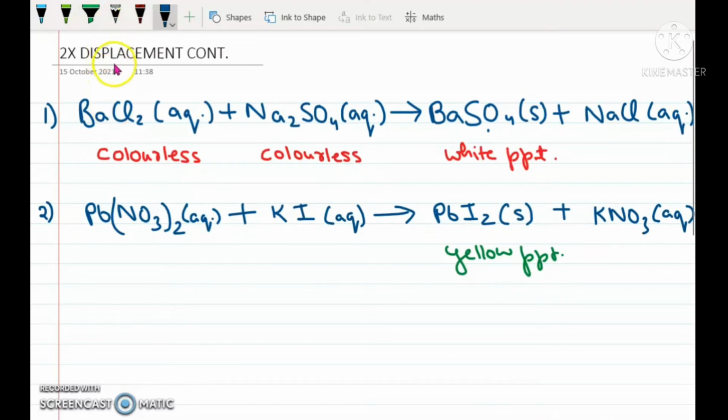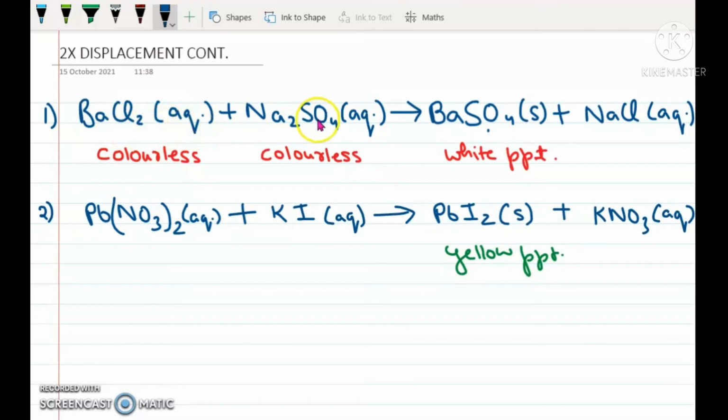Let's look into some examples of the double displacement reaction. Barium chloride, when it reacts with sodium sulfate, forms barium sulfate and sodium chloride. Now please be very careful while observing the states in which the reactants and the products are formed. As already told, the reactants will be two in number, and both of them will be ionic and aqueous. That means that they should be soluble in water.